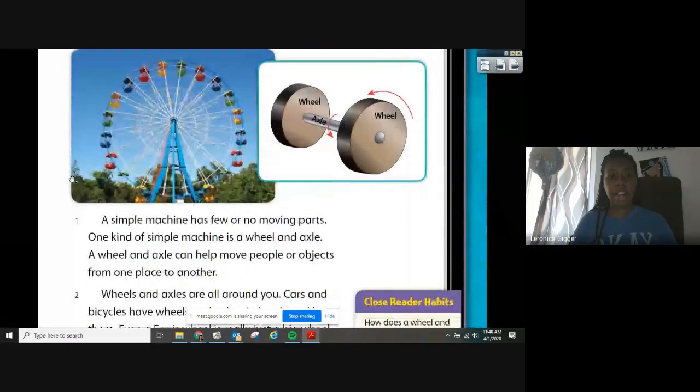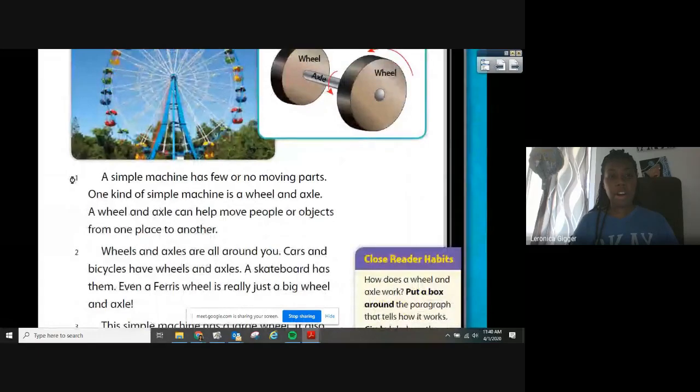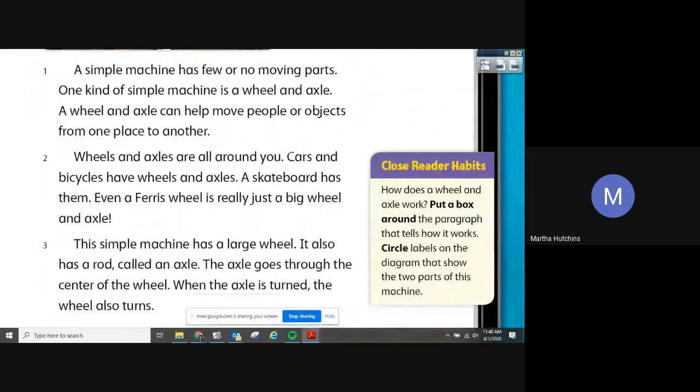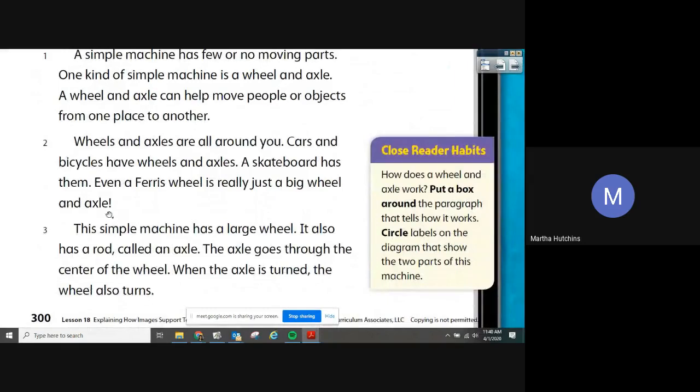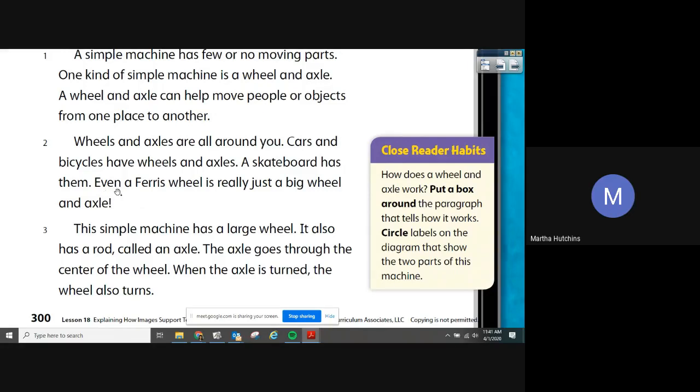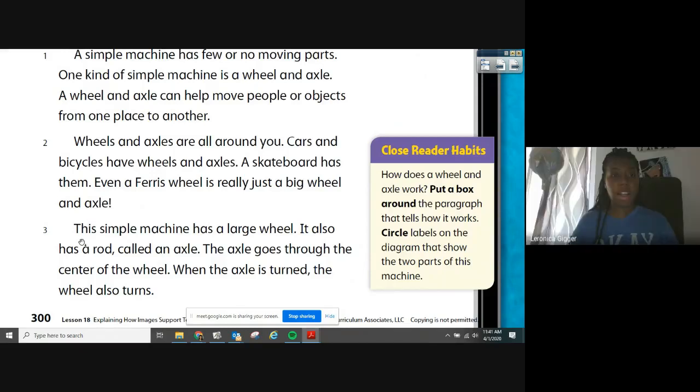All right. We were on the last sentence of paragraph 2. Even a Ferris wheel is really just a big wheel and an axle. All right, we're going to do it again, but together. 1, 2, 3, read. Even a Ferris wheel is really just a big wheel and an axle. All right. And together, the third paragraph.